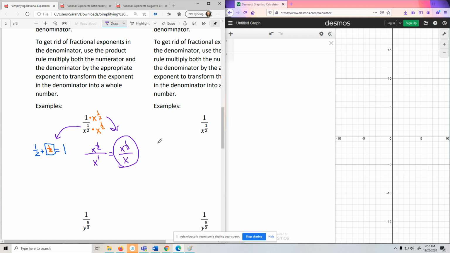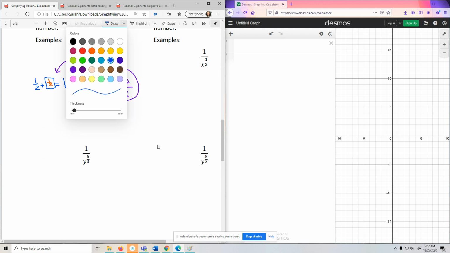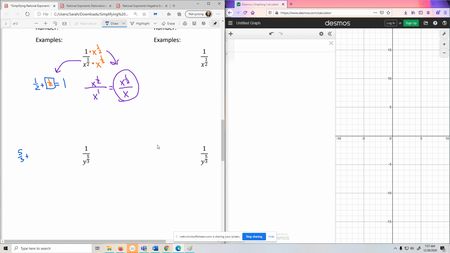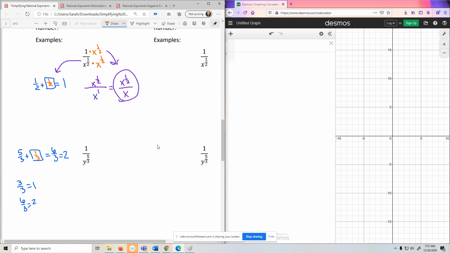Let's try another one. So this time, my fraction exponent in the denominator is 5 over 3. And so we want to get that to a whole number. 3 over 3 is 1. We always want to go up. The next whole number would be 6 over 3, which is 2. So what do I need to add to 5 over 3 to turn it into 6 over 3, which is the same as 2? 5 over 3 plus 1 over 3 gives me 6 over 3, which is 2. So this time I'm going to multiply top and bottom times y to this fraction, 1 over 3.